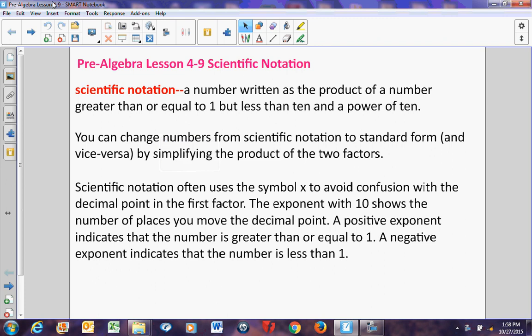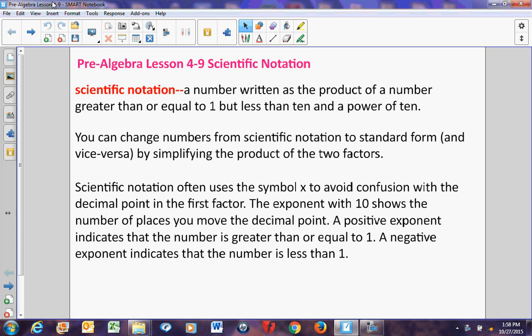This is pre-algebra lesson 4-9, scientific notation. Scientific notation is a number written as the product, which means the multiplication, of a number greater than or equal to 1, but less than 10, and a power of 10.